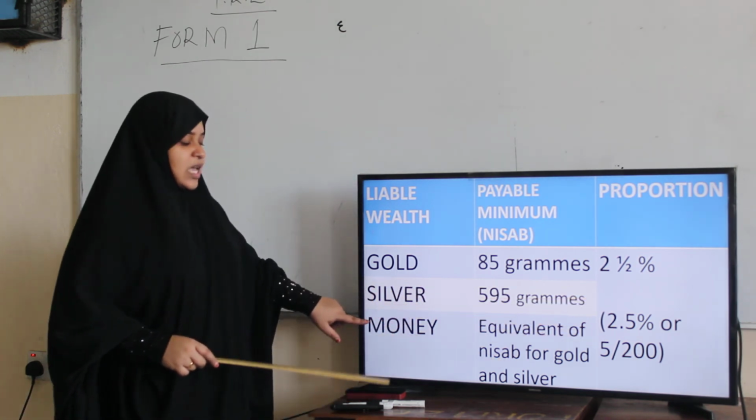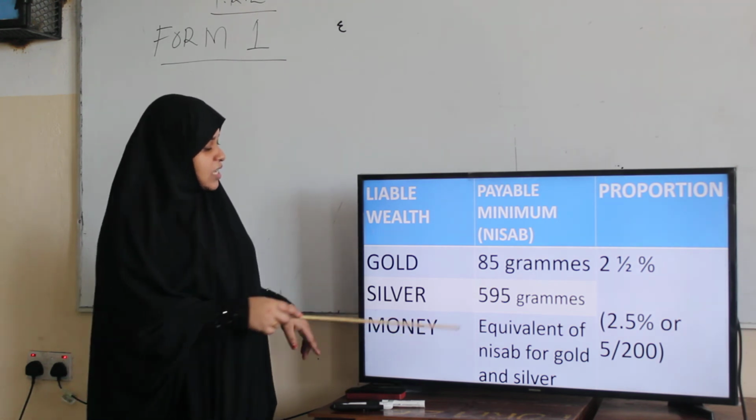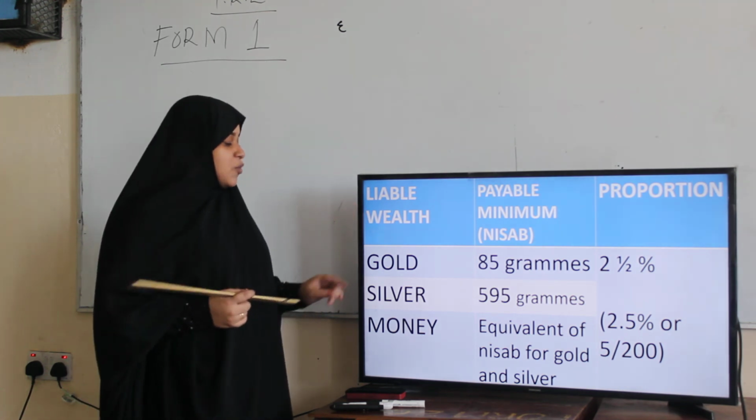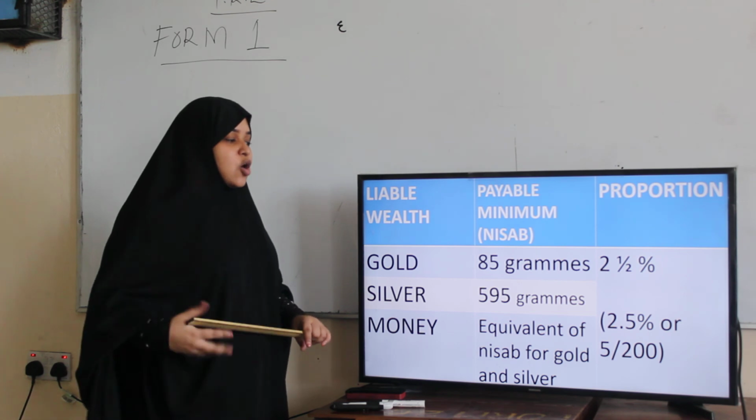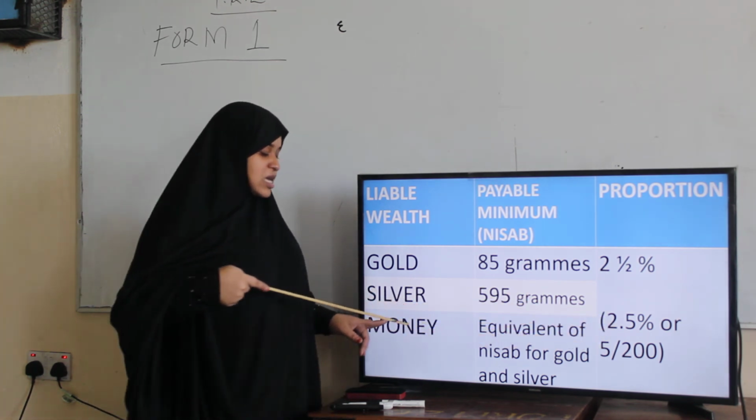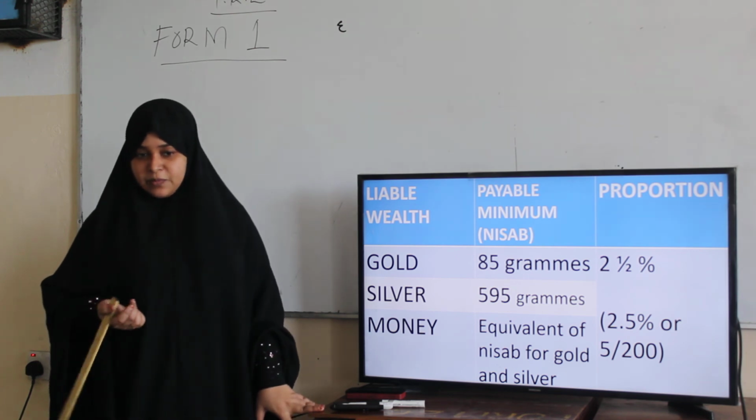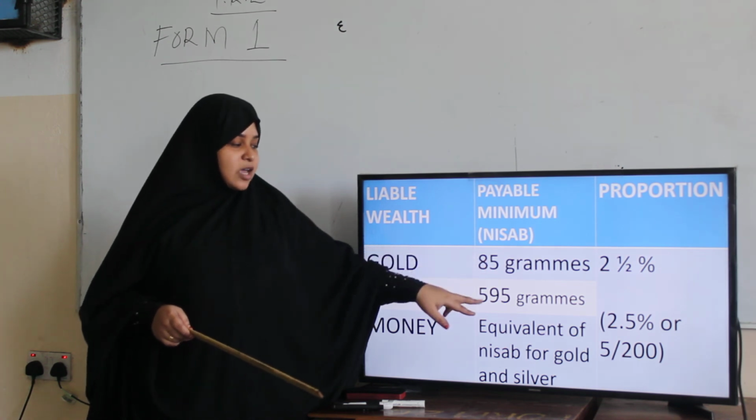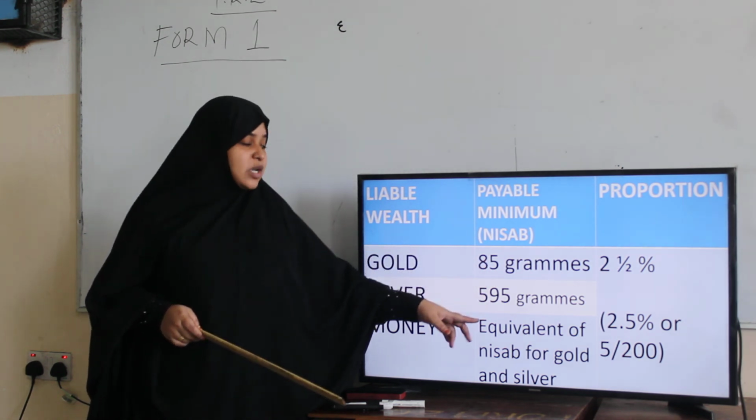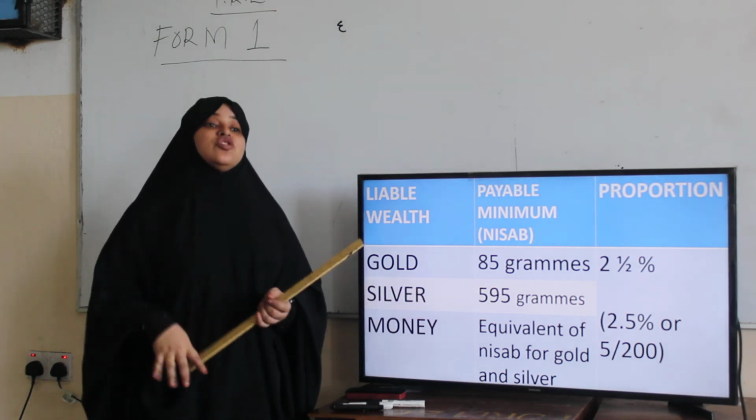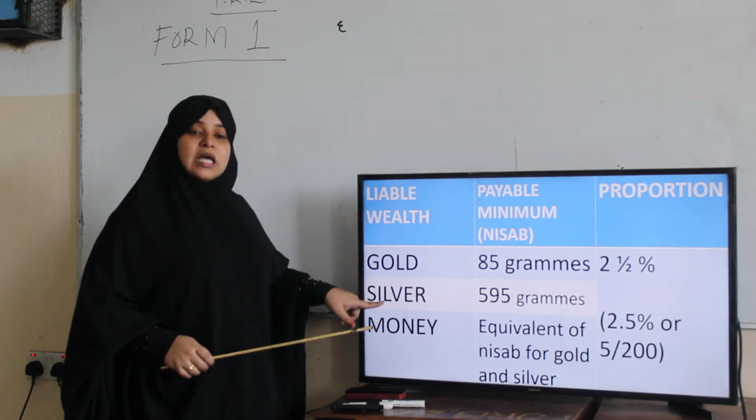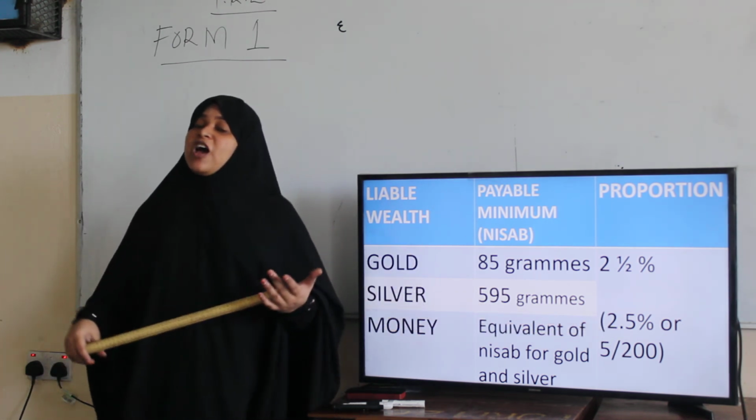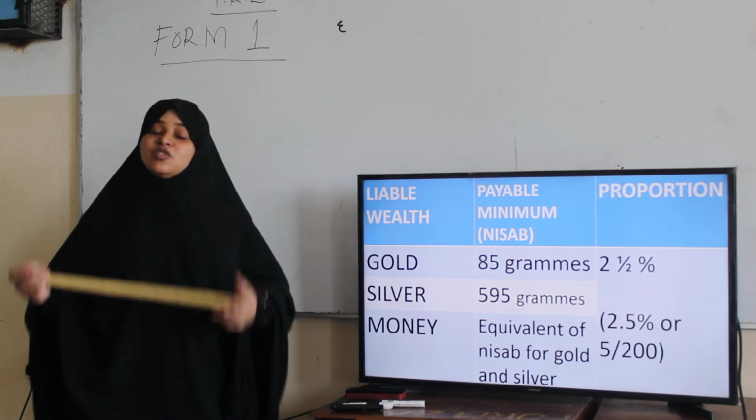So if you have money, you should go to the market and confirm the rate for gold or silver. Then you calculate your zakat on the money that you have. So the nisab for gold is 85, the nisab for silver is 595, and if it's money, it should be equivalent to the nisab of gold and the nisab of silver. Then the proportion is 2.5% of the wealth that you have.